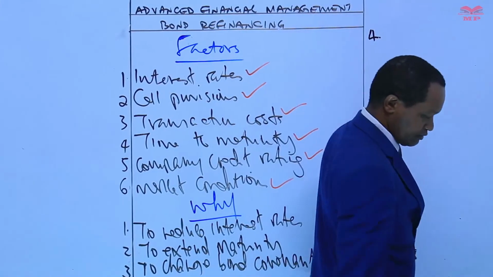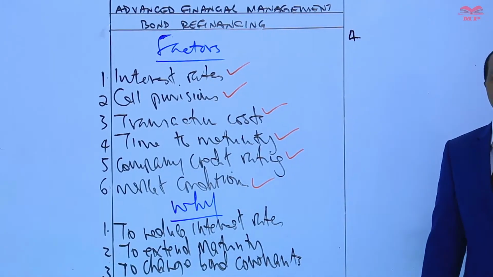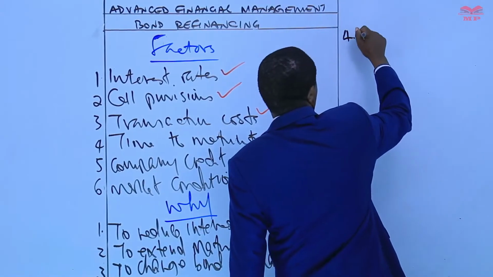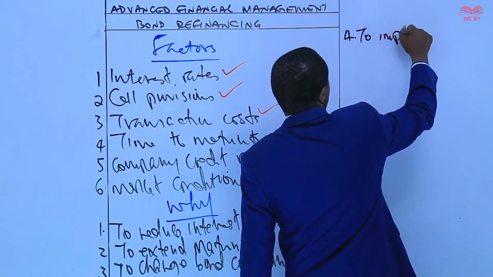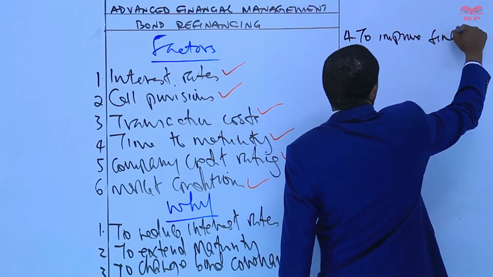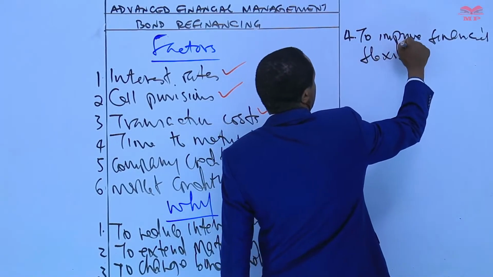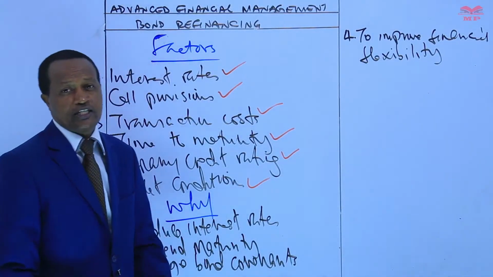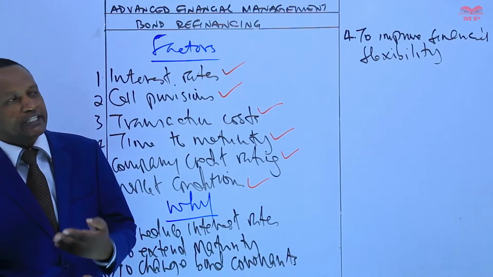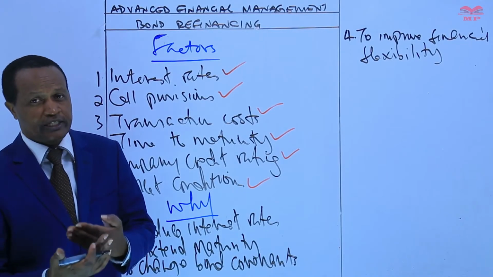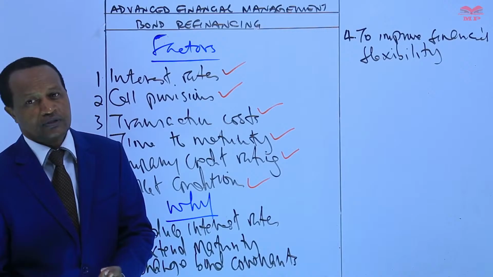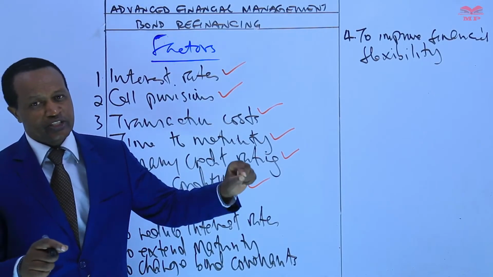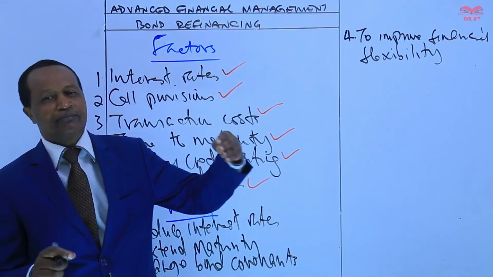Now, the fourth reason is to improve financial flexibility. Bond refinancing is carried out to improve financial flexibility, because by reducing the debt service costs, by reducing the interest payments, and extending maturity, the company gains flexibility.